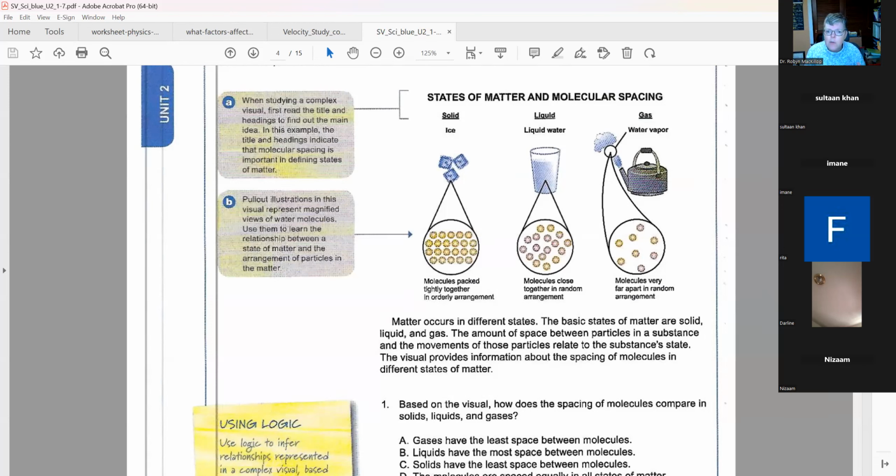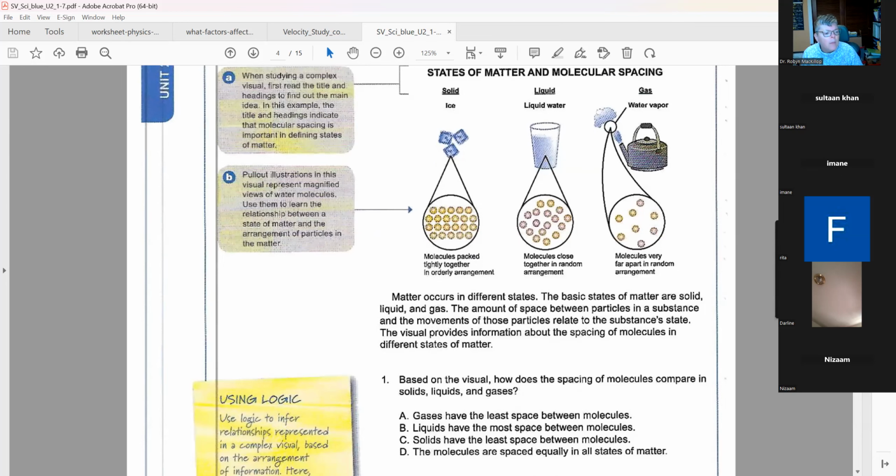So the changes between solid, liquid, and gas for water are physical changes. The item itself does not change. It's water no matter what, but it looks different, it feels different. Physical change. And this question, based on the visual, how does the spacing of molecules compare in solids, liquids, and gases?